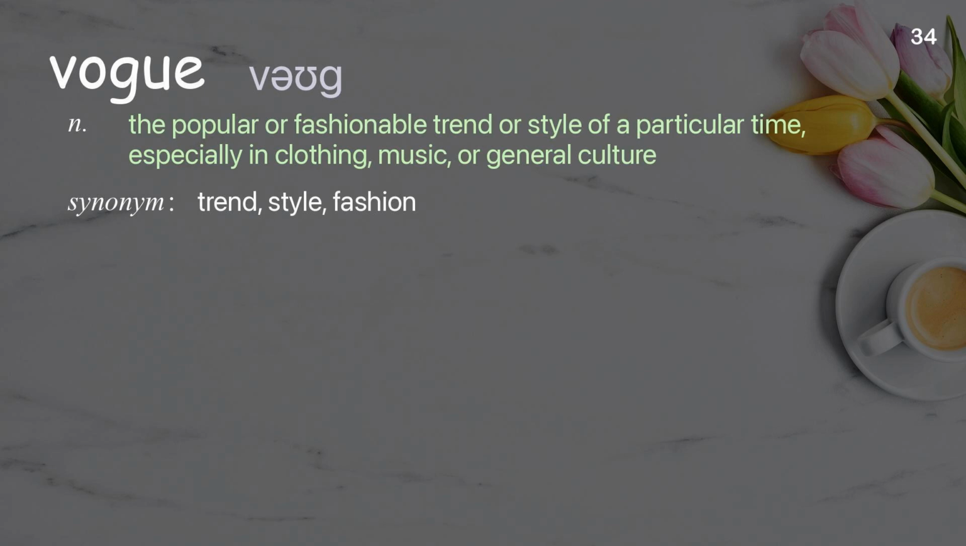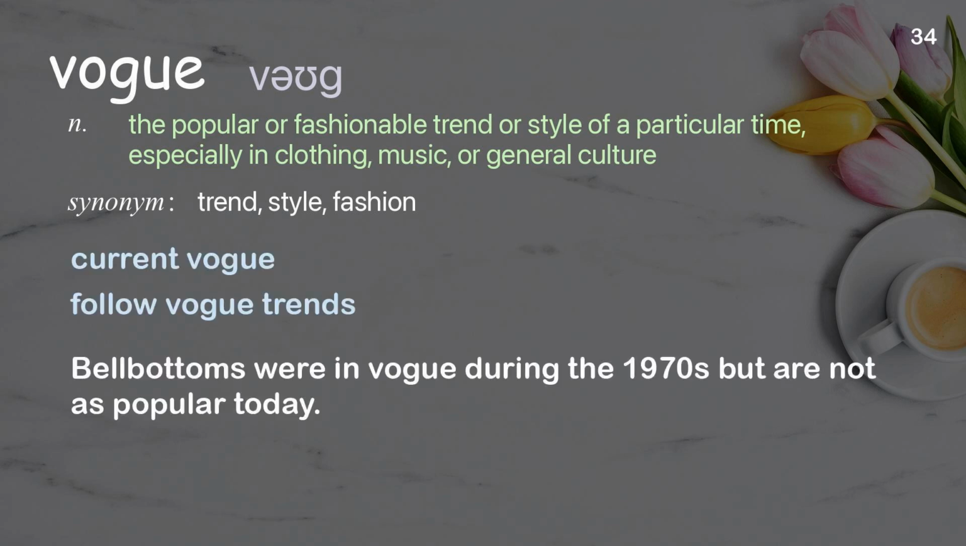Vogue. The popular or fashionable trend or style of a particular time, especially in clothing, music, or general culture. Examples: Current vogue. Follow vogue trends. Bell-bottoms were in vogue during the 1970s, but are not as popular today.